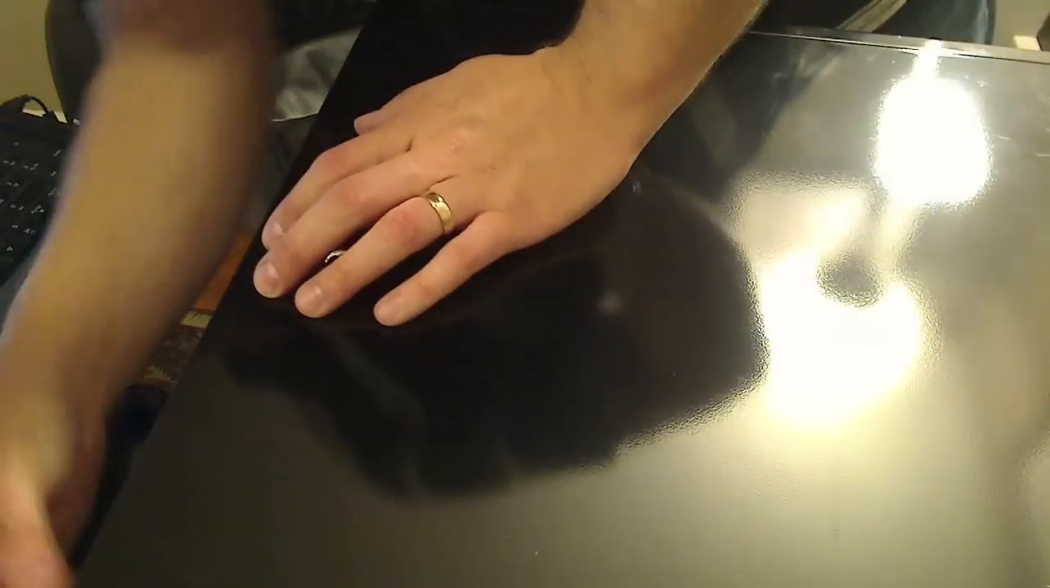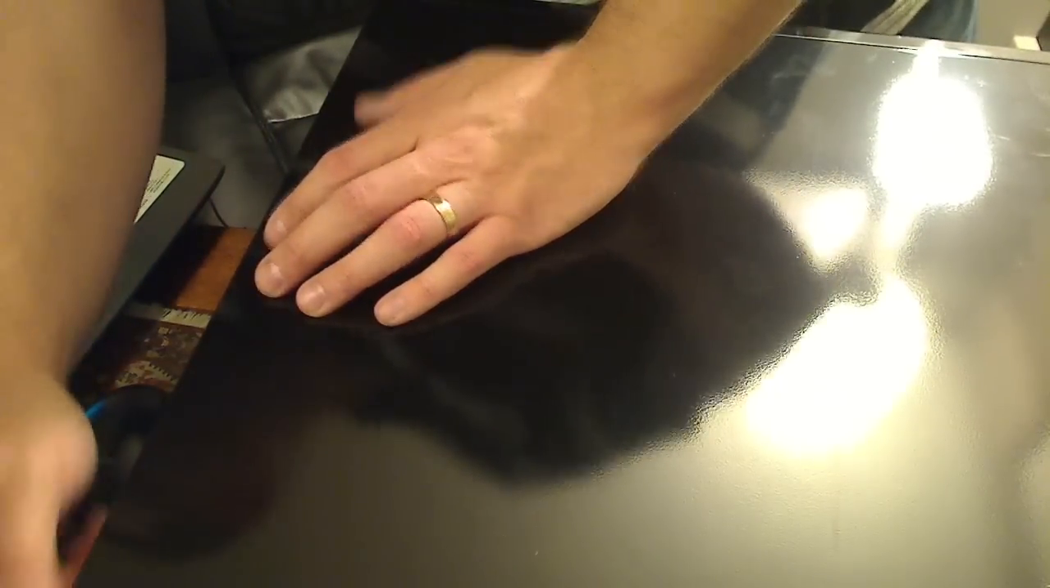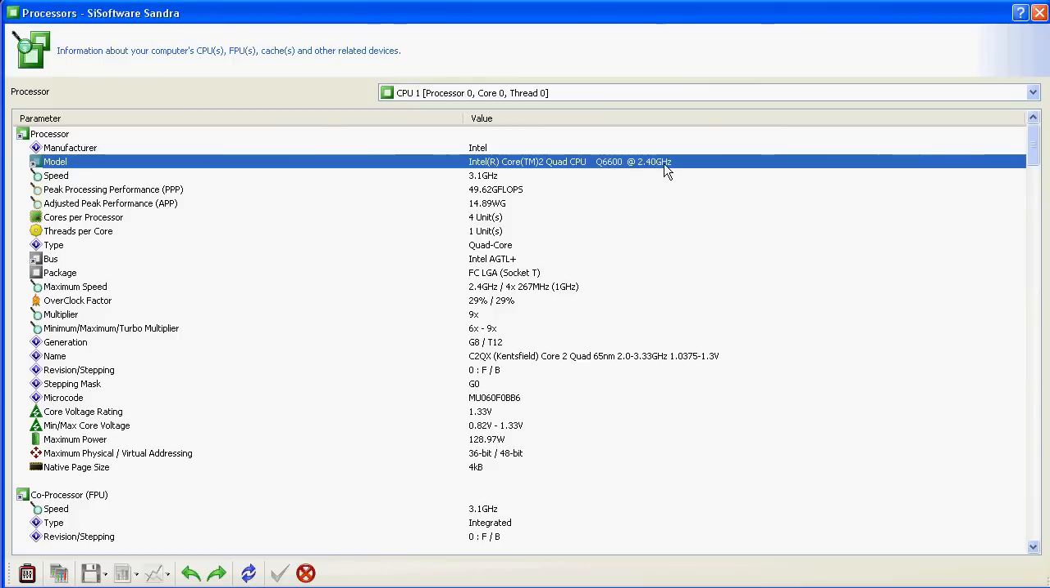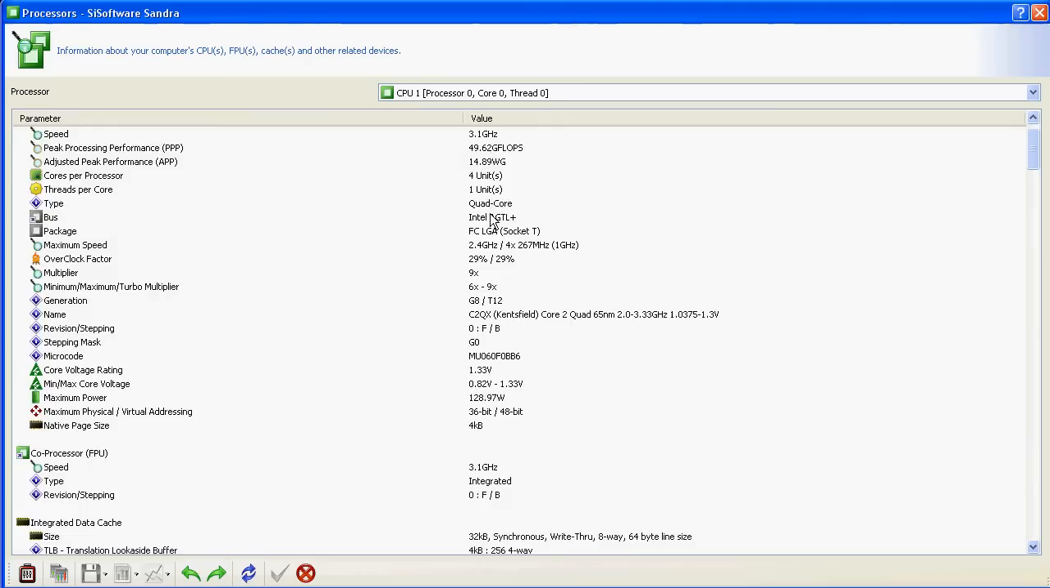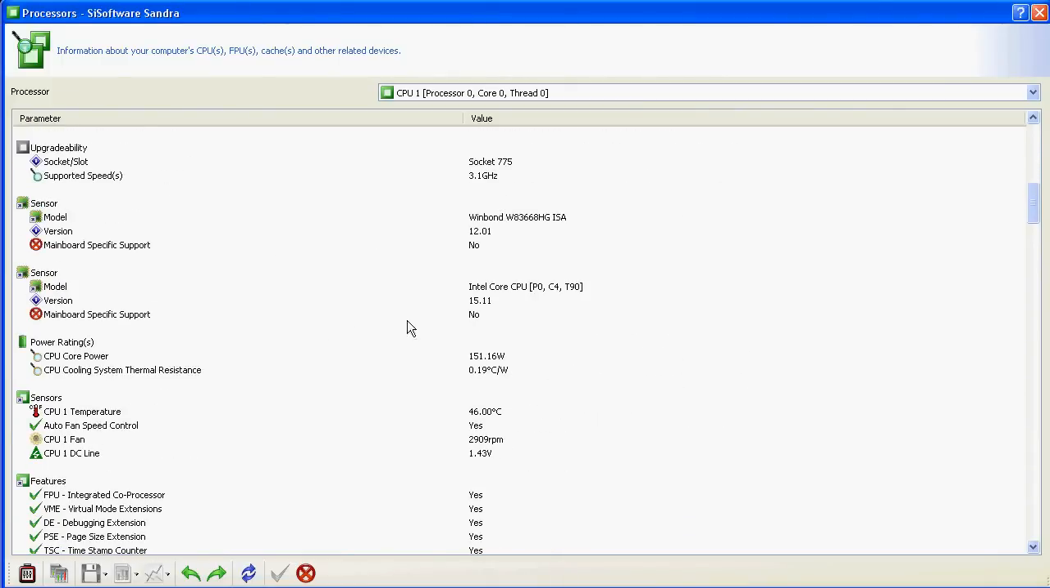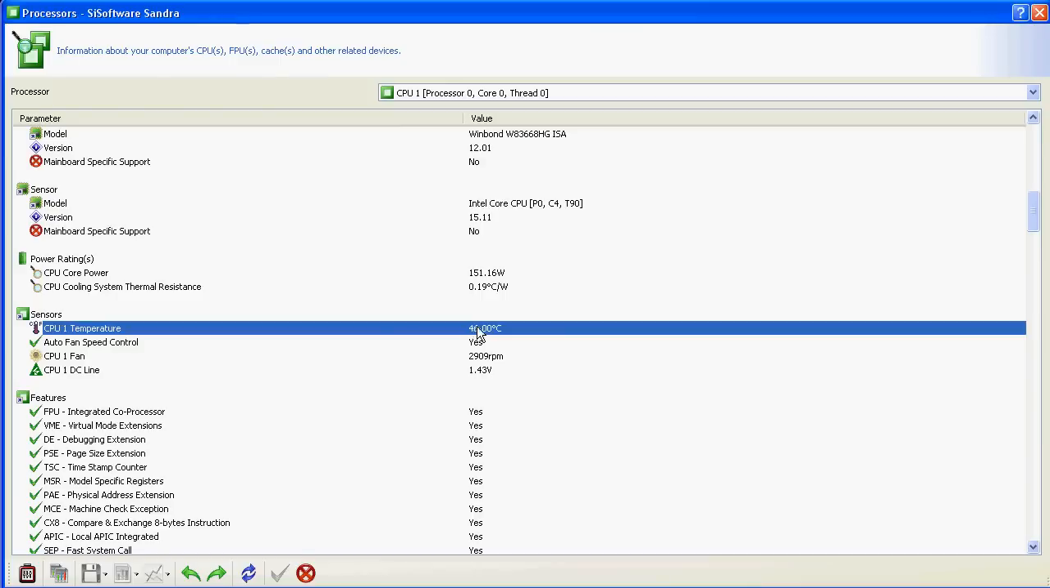I'll fire this computer up. Make sure our overheating problem is fixed. Okay, before my computer was running at stock speed 2.4 gigahertz and the temperature was 57 degrees Celsius. Now you can see I'm running at 3.1 gigahertz. I'm overclocked. And my temperature is 46 degrees Celsius. So we definitely solved the overheating problem by doing what we just did in the video.